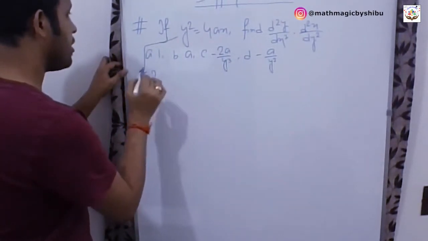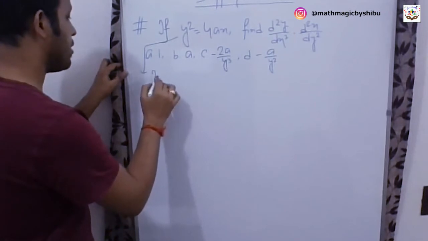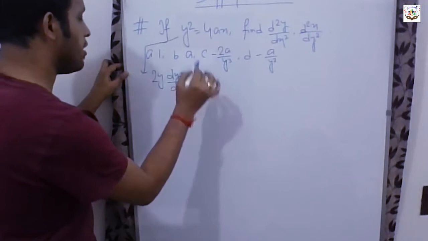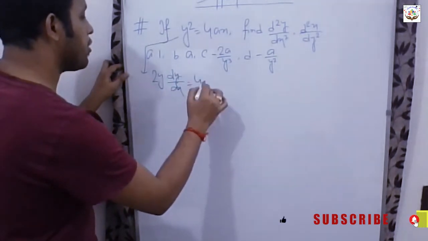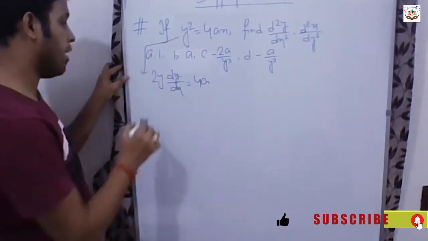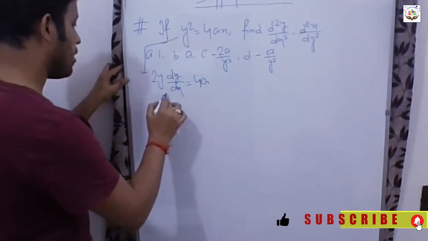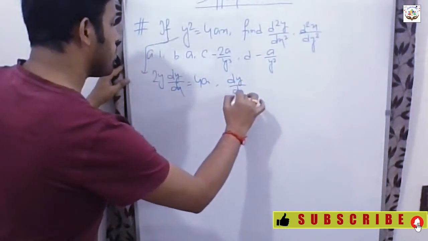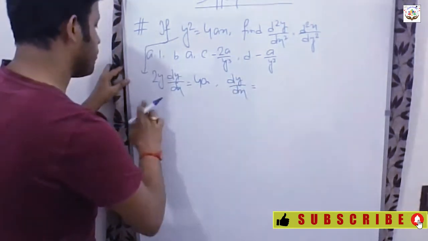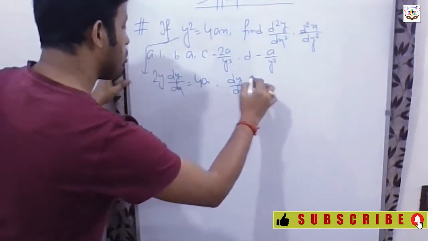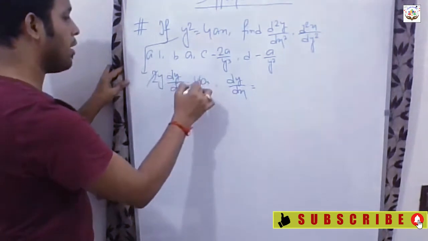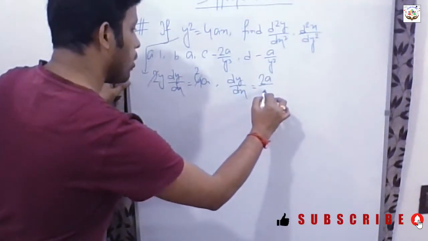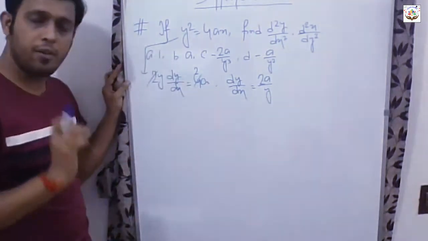The differentiation of y square with respect to x is 2y into dy dx, as we know, which is very easy. And the differentiation of 4x with respect to x is 4a. So we get dy dx equals to, if we cancel out 2 and 4, we have 2, so equals to 2a by y. So this is our dy dx.